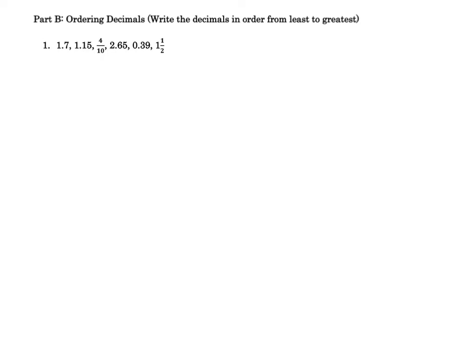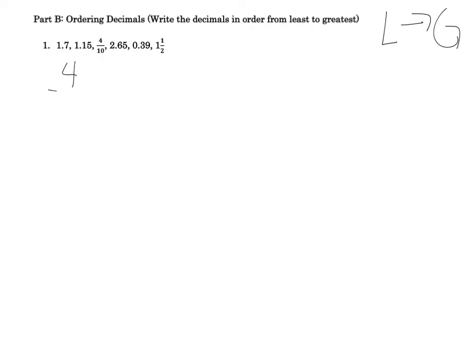For part B, we are going to order these decimals from least to greatest. So if you look at number 1, you notice that we have some fractions along with decimals. So it would be kind of difficult to order these since they're not all the same. So let's go ahead and change our fractions to decimals.